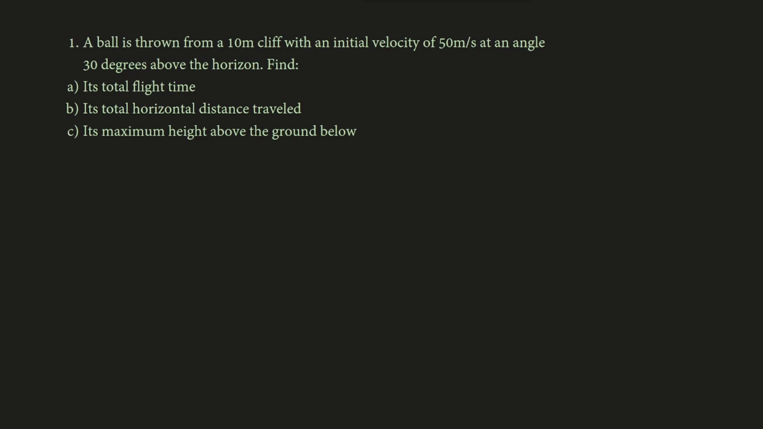So for this first problem, a ball is thrown from a 10-meter cliff with an initial velocity of 50 meters per second at an angle of 30 degrees above the horizon. And it wants us to find its A, total flight time, B, its total horizontal distance traveled, and C, its maximum height above the ground. So to get started, let's go with A.